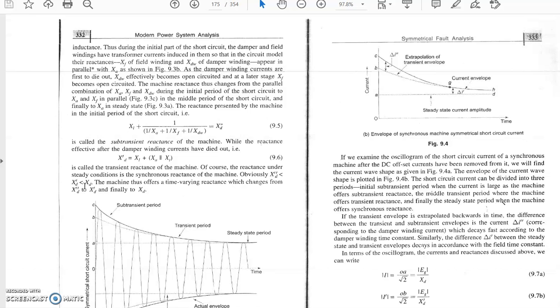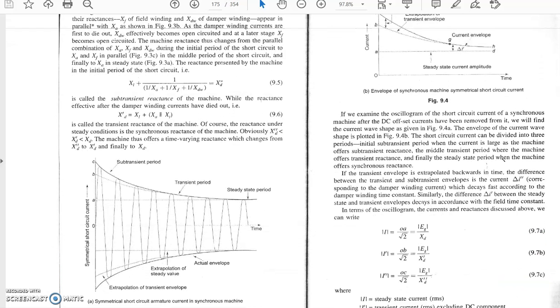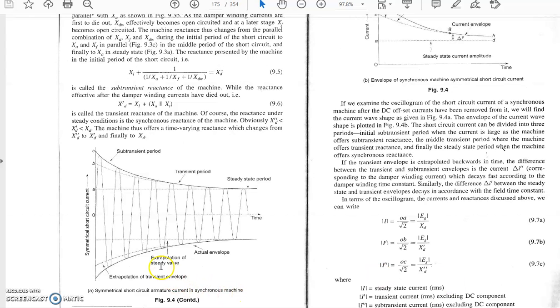So if XD double dash is lower, then the current will be higher. So in the subtransient condition, the current is highest. After that, in the transient condition, the current is lower than in the subtransient condition, and finally the current settles to the steady state condition. This is represented as a symmetrical short circuit waveform.